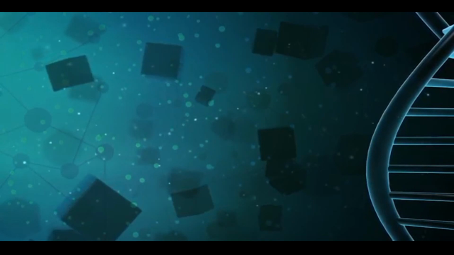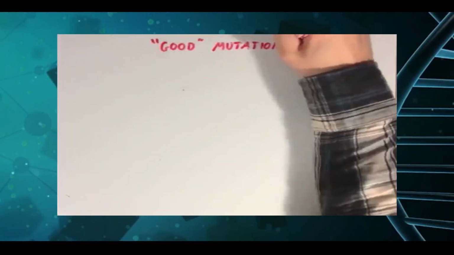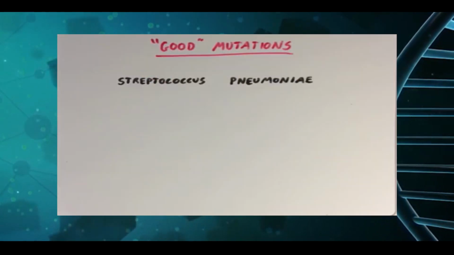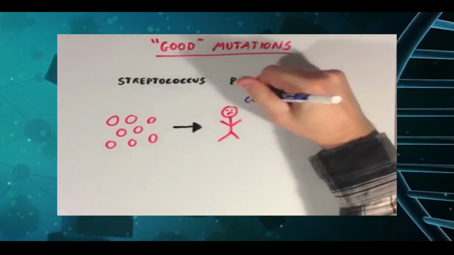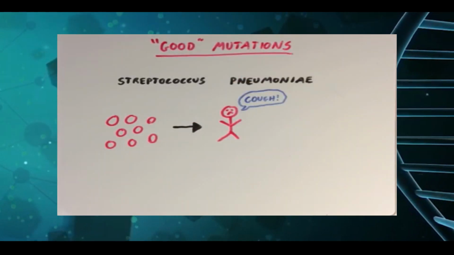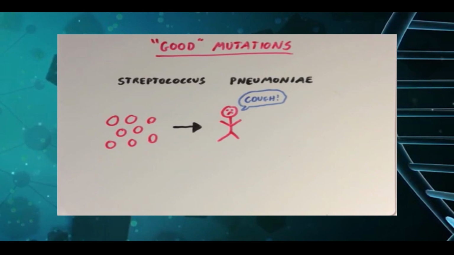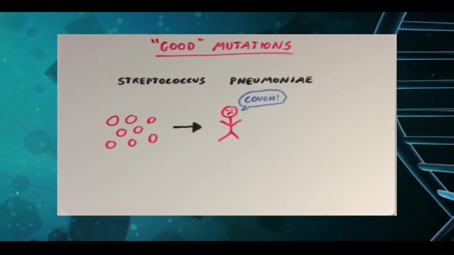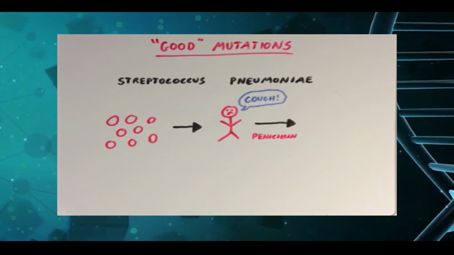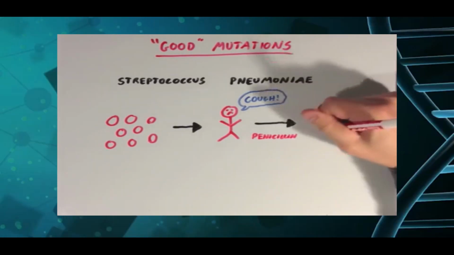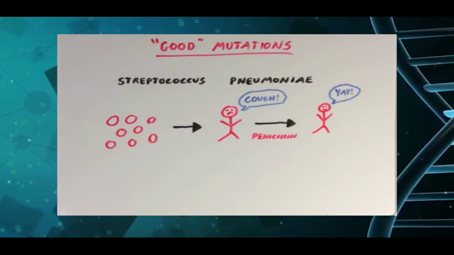Let's look at an example of a good mutation. The bacteria Streptococcus pneumoniae is a bacteria that you typically see associated with pneumonia. One of the more popular treatments of pneumonia is giving the infected person an antibiotic like penicillin, which would help kill all of the bacteria and get rid of the disease.